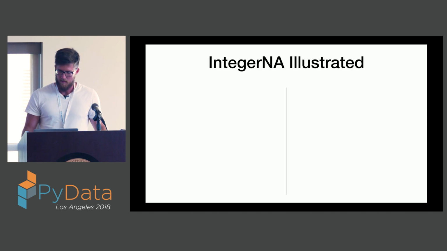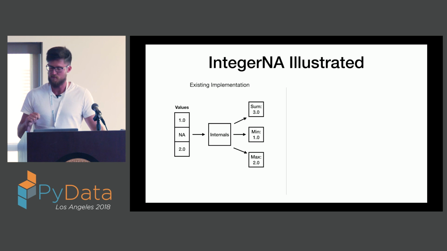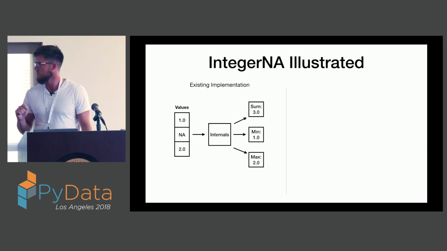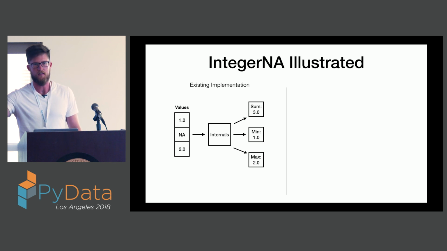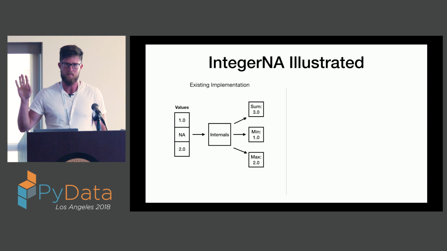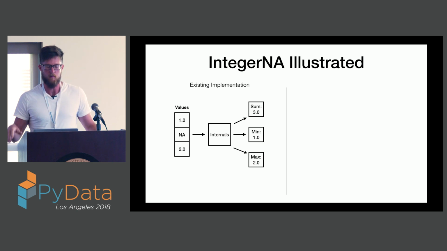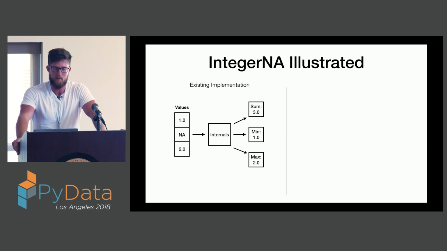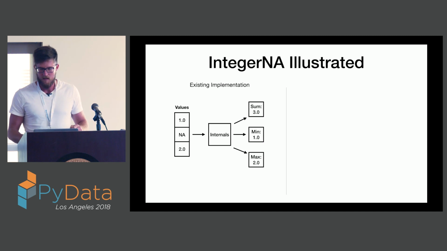So let's illustrate this up front. Today, your values all the way on the left, let's assume this is a NumPy array contiguous in memory. We, again, cannot store integers in this array because we have missing data. So we have 1.0 as a float, we have a missing value, and we have 2.0 also a float. Pandas is that internals box in the middle, and then to the right you get outputs of certain operations. So sum, min, max, okay, so nothing too crazy going on here.